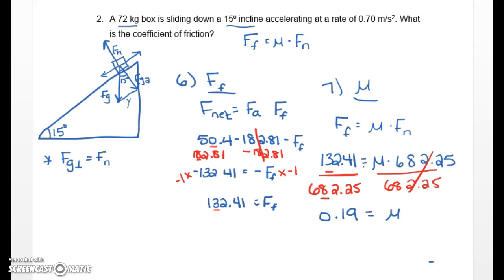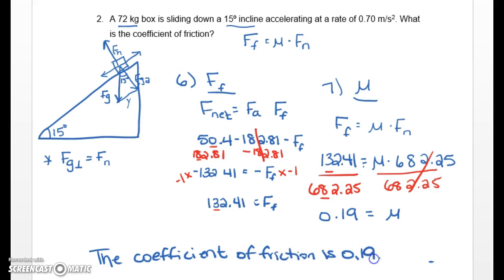Okay, so let's go ahead and write our sentence. So the coefficient of friction is 0.19. Alright, so we are done this example.